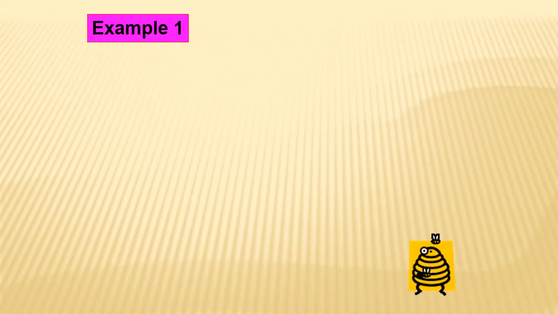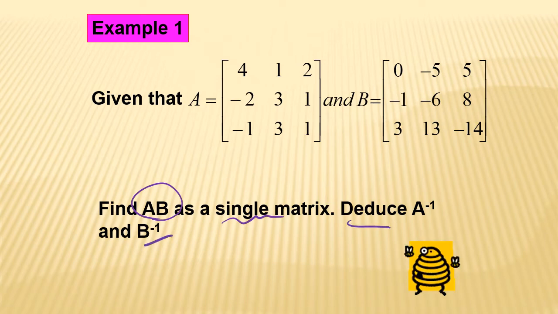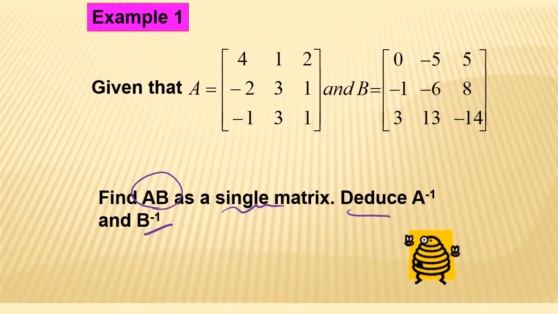So let's do some example. Given matrix A and matrix B, find AB as a single matrix. So what we need to do is just multiply A and B, and then from the result, we need to deduce A inverse and B inverse. So they are not asking you to find what is A inverse, what is B inverse. They want you to deduce from the results. So let's find AB first.